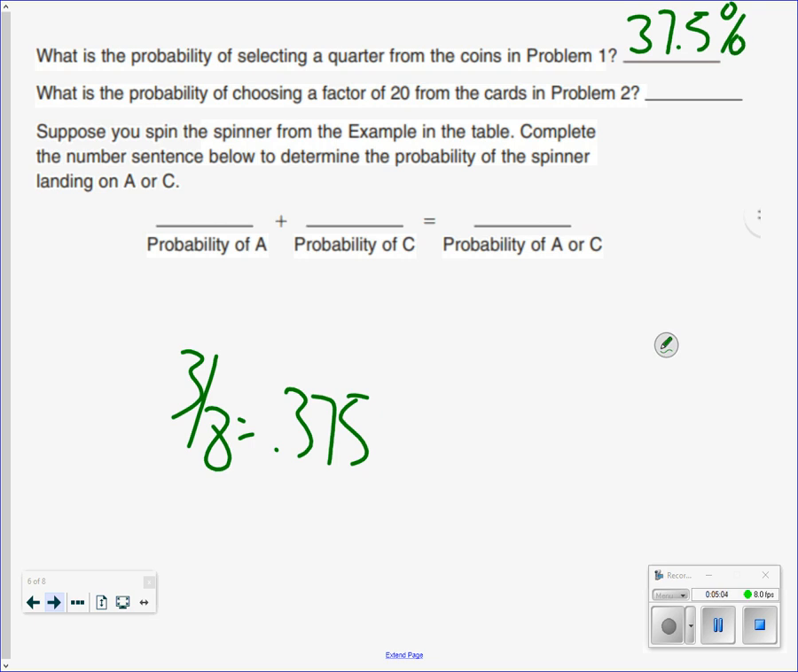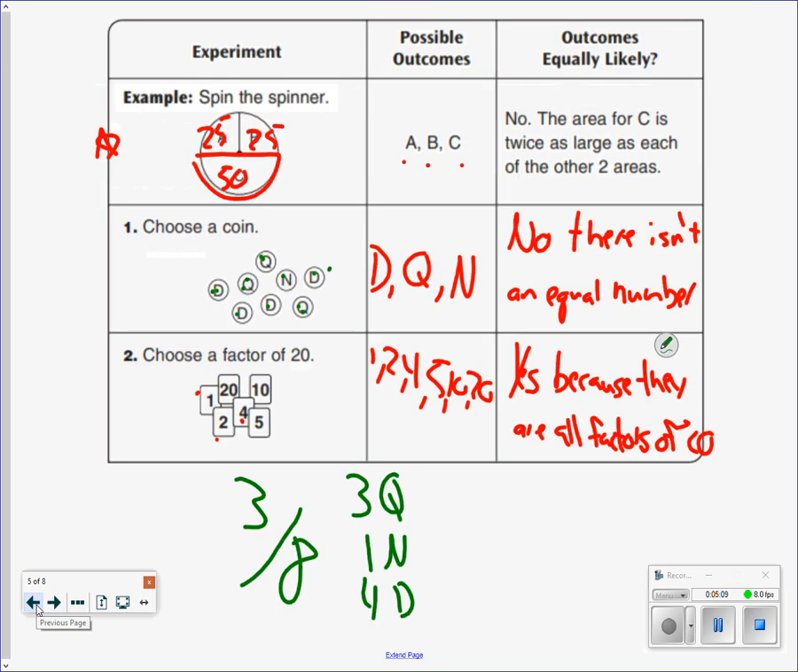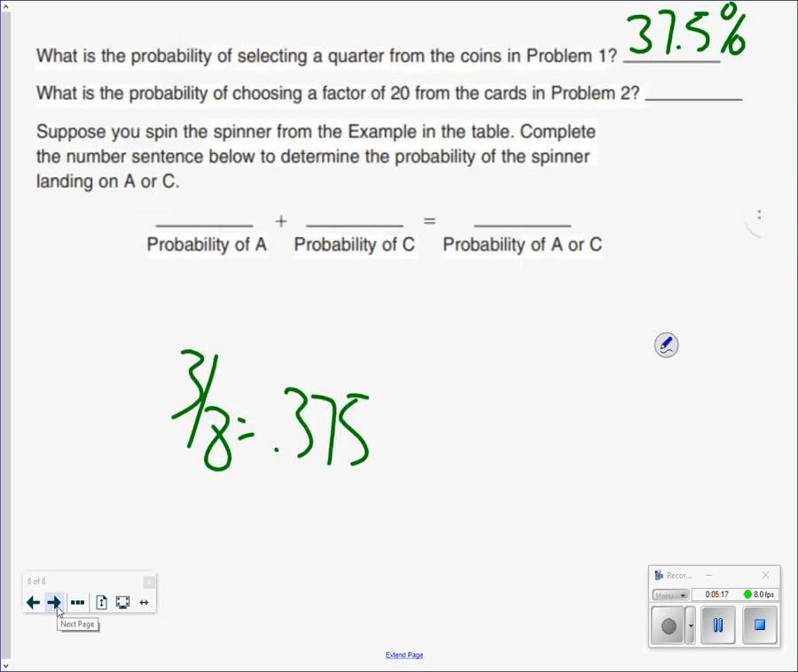What is the probability of choosing a factor of 20 from the cards in problem 2? Well, let's take a look here. What's the probability? Well, the only options are a factor of 20. So your probability is 100% chance.